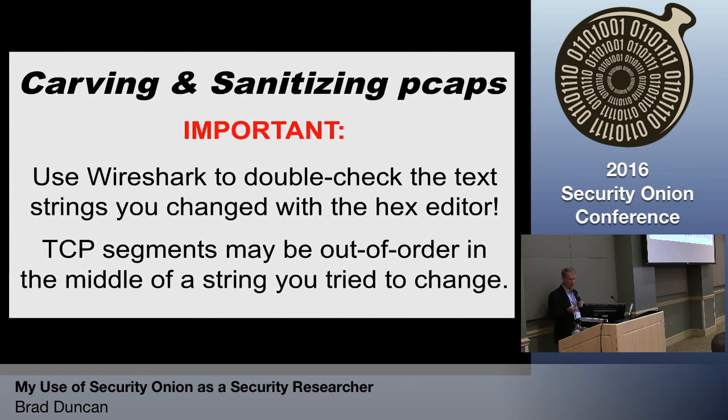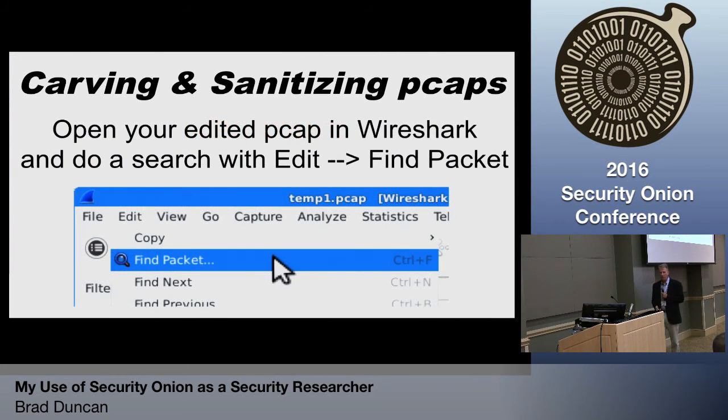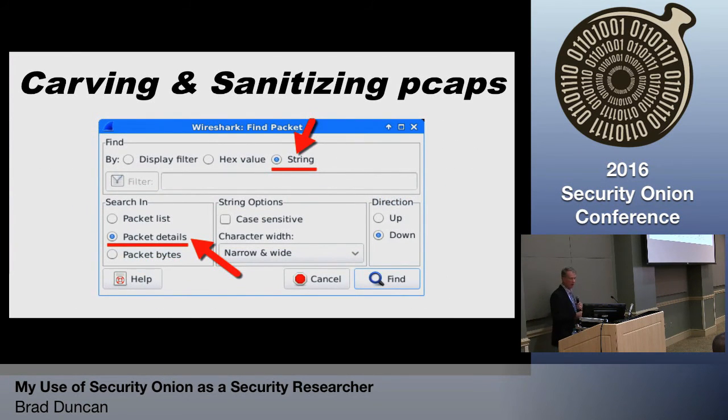And you also want to double check with Wireshark the text strings that you did change, because TCP segments may be out of order and it could happen right in the middle of that string that you had. And I found that before. So you're going to go into Wireshark. You're going to use the find packet function. You're going to search for the string. You're going to search packet details. You don't want to do the packet list. You don't want to do the packet bytes. You want to do the packet details because it will show you the details of the reassembled TCP string.